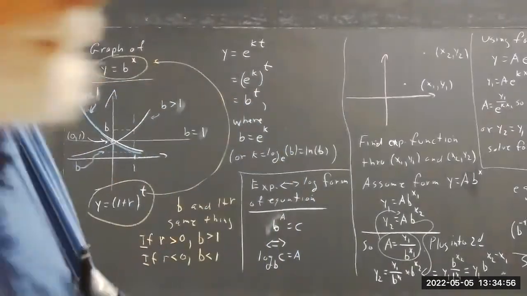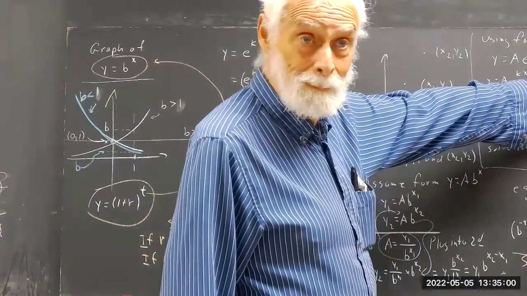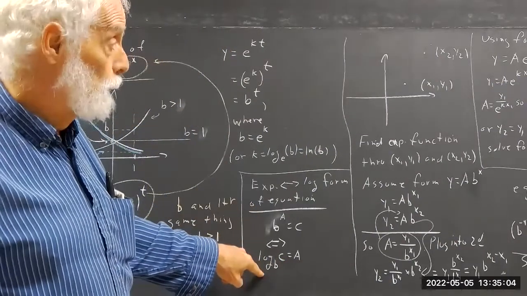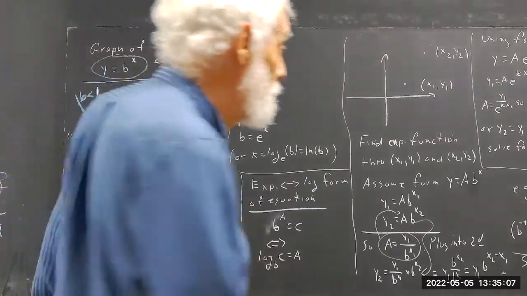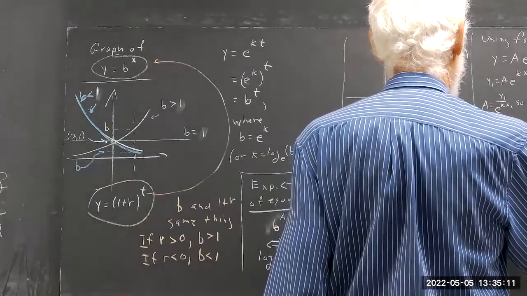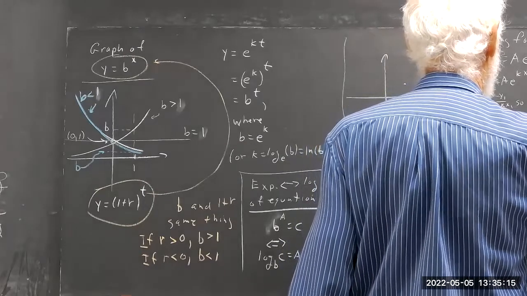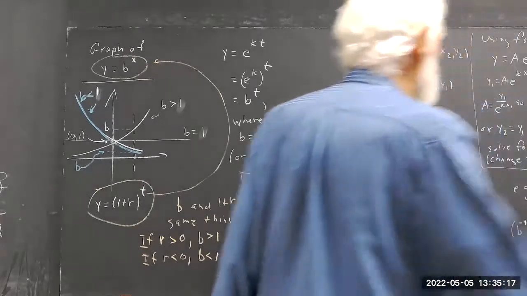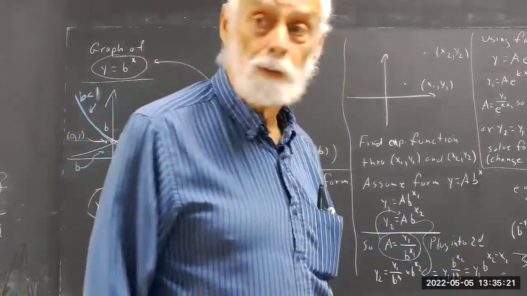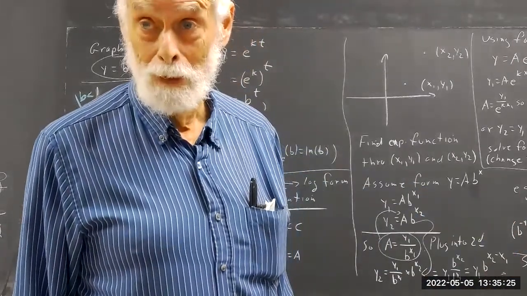Now, in order to solve for k, you notice that k is in the exponent. So you better change this to logarithmic form. So you ought to be able to do that. This is actually easier. So you should definitely be able to do that.